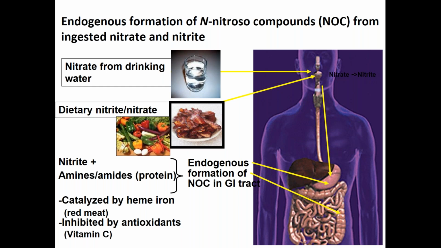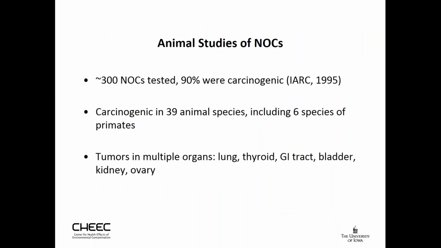This slide you see in front of you is the biological plausibility slide for nitrate and cancer. In a nutshell, when you ingest nitrate from drinking water or in the diet, and also nitrite in the diet from vegetables, processed meats, those types of things, in the oral cavity that nitrate is reduced to nitrite by bacteria. It is then ingested into the gut, where it undergoes further reduction by amines and amides. The nitrite is reduced to what are called nitrogen nitroso compounds, or NOCs. Now, these things are catalyzed or enhanced by things like red meat and inhibited by antioxidants like vitamin C.